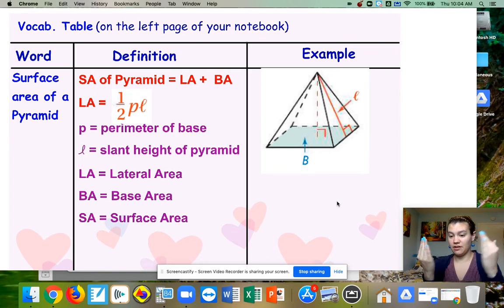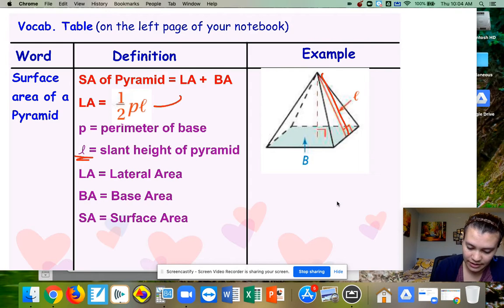Lateral area is still all the sides. So P is still your perimeter of the base. L now is your slant height, so the slanted edge. Lateral area, base area, same definitions that we had before. So then if we plug the lateral area into the formula, your surface area you could rewrite as 1/2 times the perimeter of the base times the slant height, plus the base area.